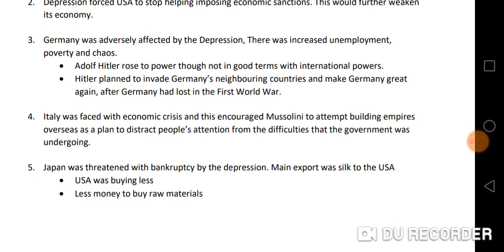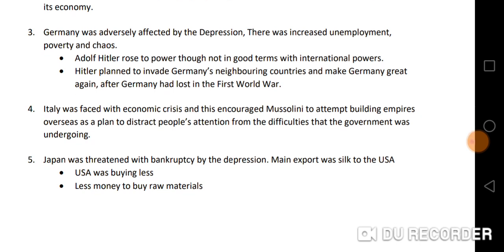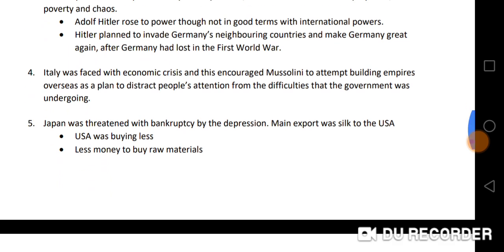So Hitler planned to invade Germany's neighboring countries and make Germany great again after Germany had lost in the First World War. And then we also find that Italy was faced with economic crisis, and this encouraged Mussolini to attempt building empires overseas as a plan to distract people's attention from the difficulties that the government was undergoing.